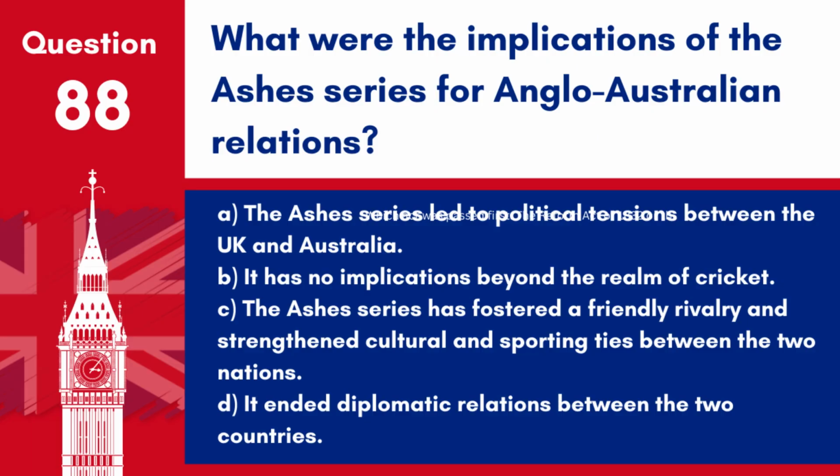Question 88. What were the implications of the Ashes series for Anglo-Australian relations? A. The Ashes series led to political tensions between the UK and Australia. B. It has no implications beyond the realm of cricket. C. The Ashes series has fostered a friendly rivalry and strengthened cultural and sporting ties between the two nations. D. It ended diplomatic relations between the two countries.